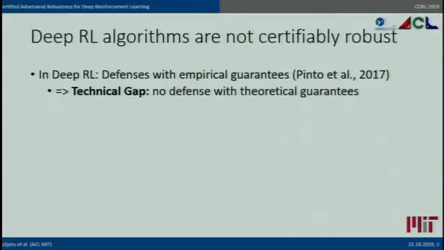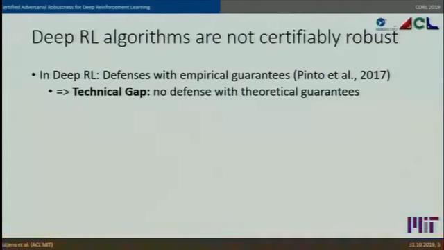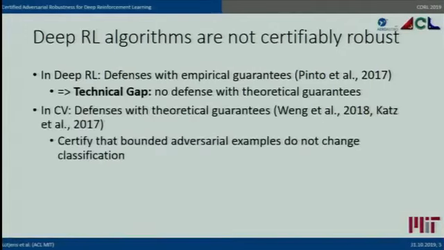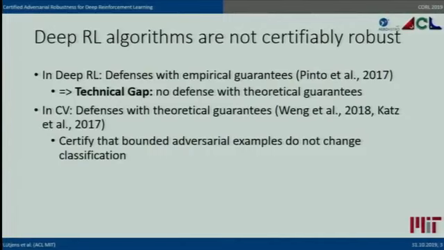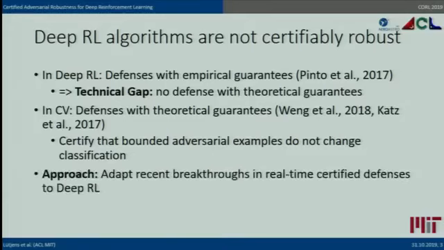In DeepRL, we currently only have defense algorithms with empirical guarantees, for example, adversarial training, but no algorithms with theoretical guarantees. In the computer vision community, however, there are novel, exciting certification algorithms, such as fast linear reluplex, that provide theoretical guarantees that, given bounded adversarial examples, they will not change the classification decisions. So what we do is adapt these recent breakthrough technologies of real-time certified defenses to DeepRL tasks.